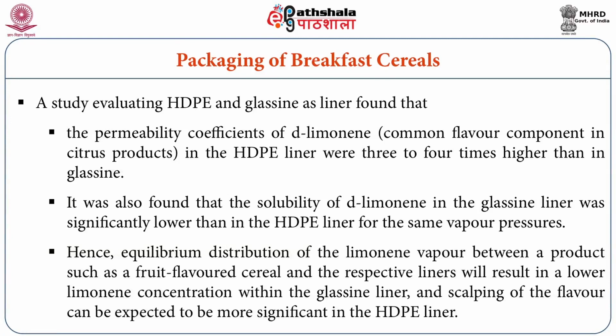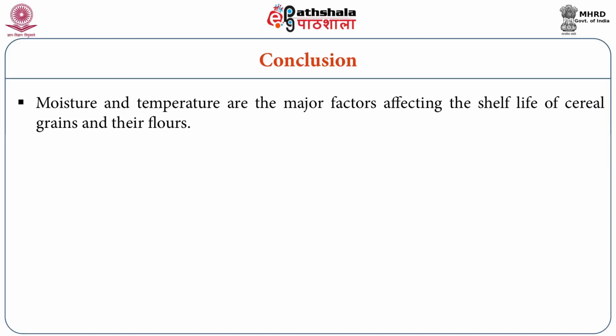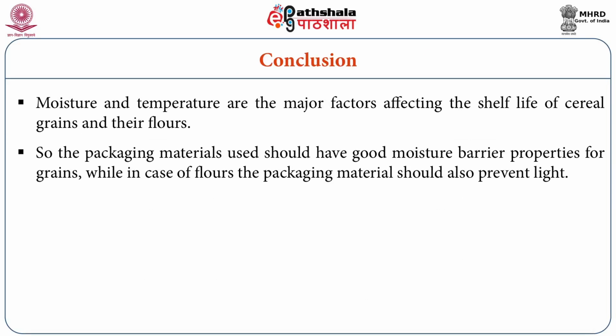Hence, equilibrium distribution of the limonene vapor between a product such as fruit flavored cereal and the respective liners will result in a lower limonene concentration within the glycine liner, and scalping of flavor can be expected to be more significant in HDPE liner. Moisture and temperature are the major factors affecting the shelf life of cereal grains and their flours. So, the packaging materials used should have good moisture barrier properties for grains, while in case of flours, the packaging material should also prevent light.